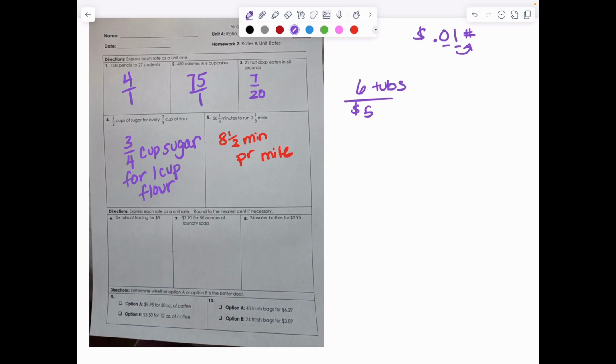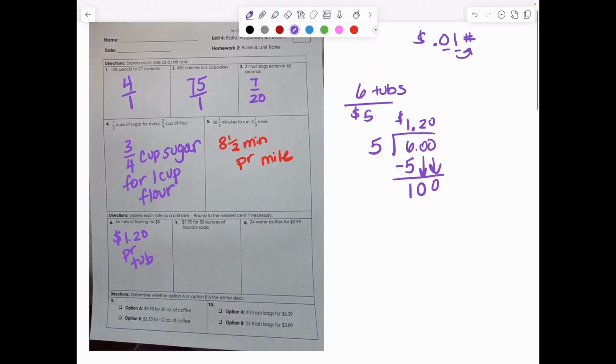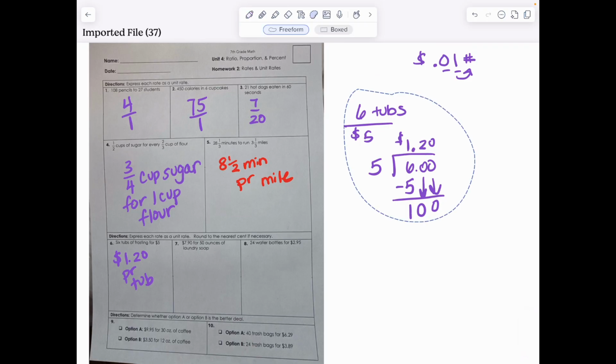Okay, so this you would take $6 divided by 5. And that is $1.20. If you have to multiply it out or do it the long way, that is how you get $1.20. So it's $1.20 per tub of frosting. That one we did not need to round.